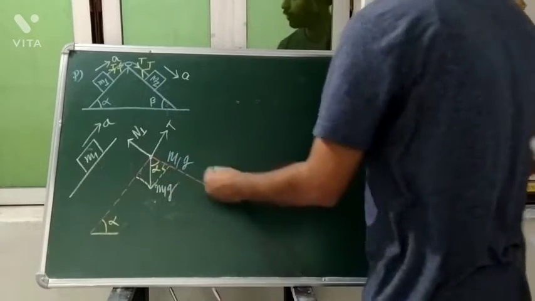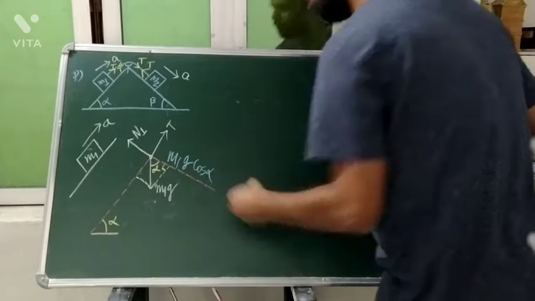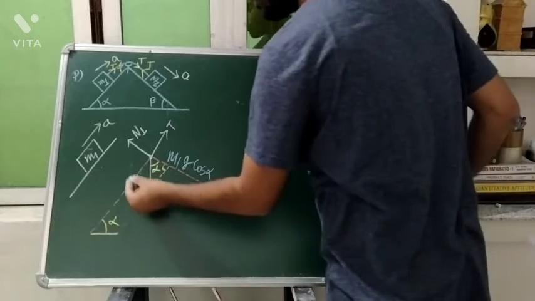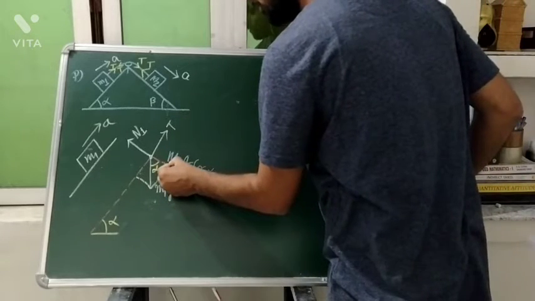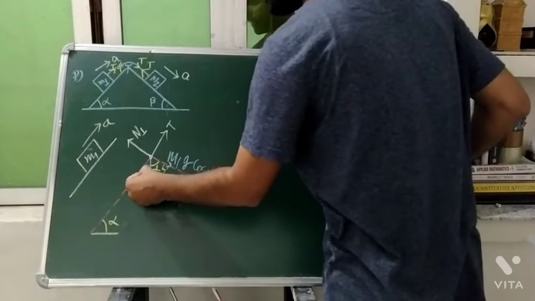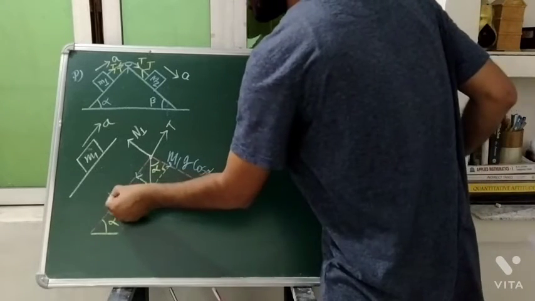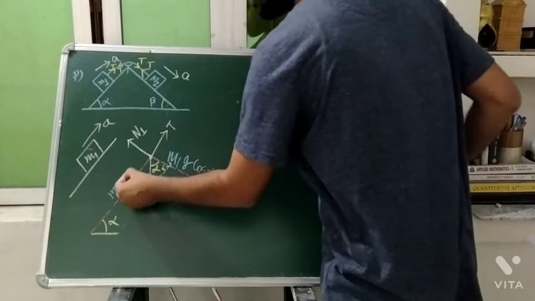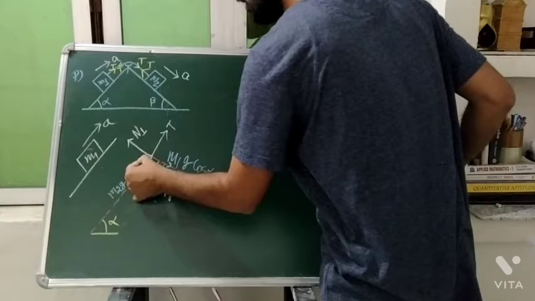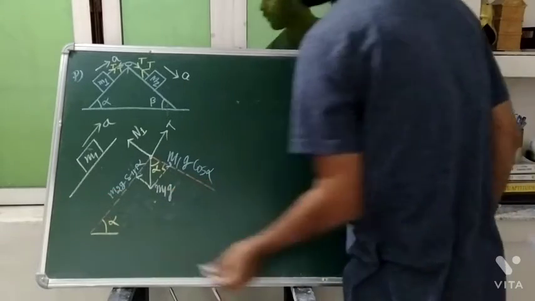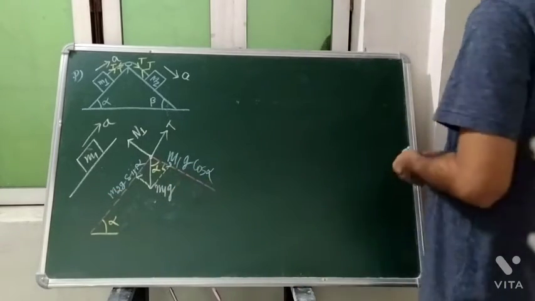So this one will be M1G cos alpha, M1G cos alpha. And this side, we will have M2G sin alpha. Getting it? M2G sin alpha, this side we will get.